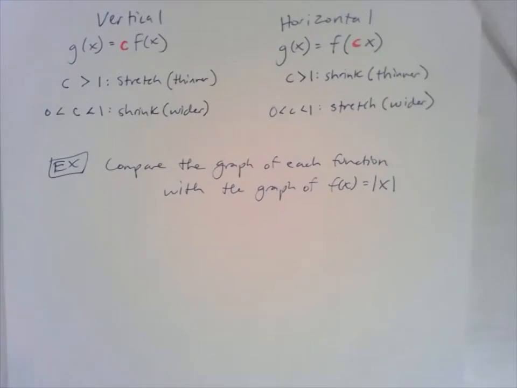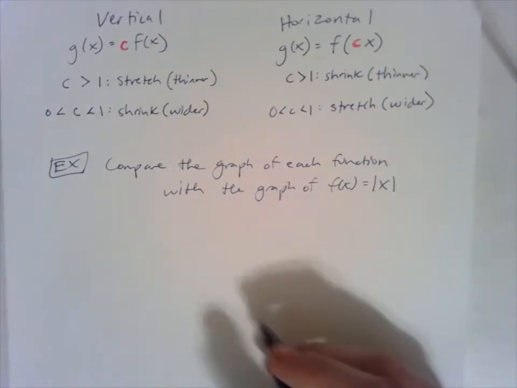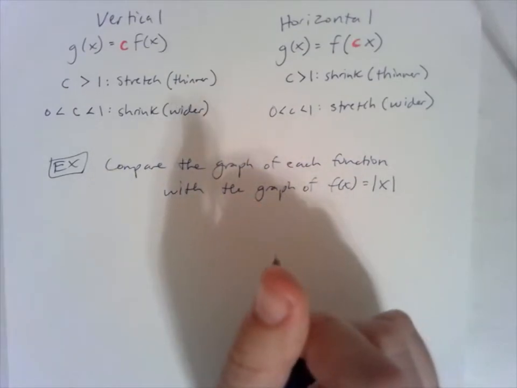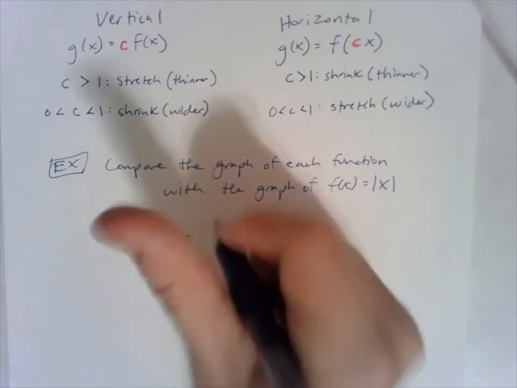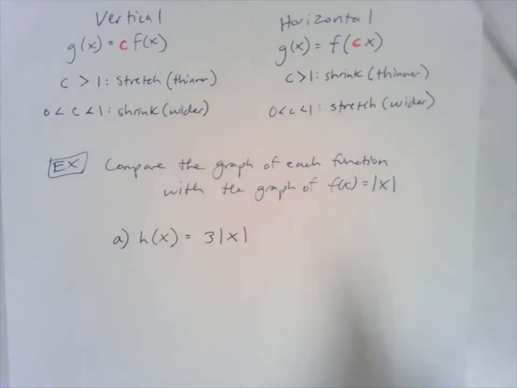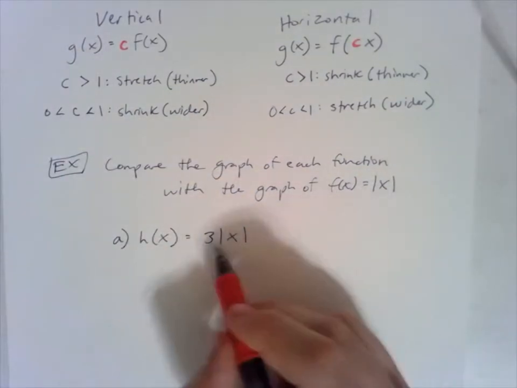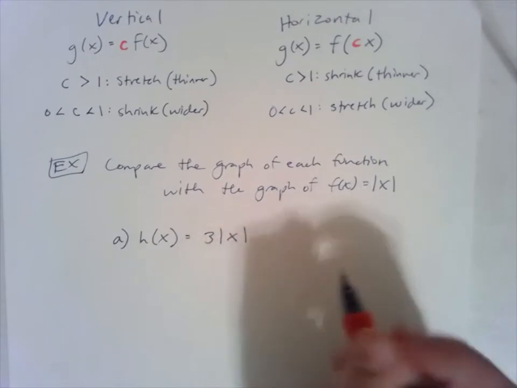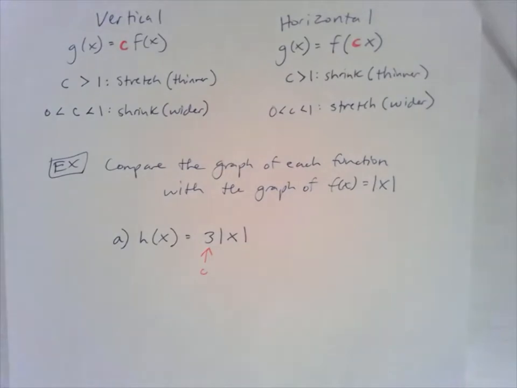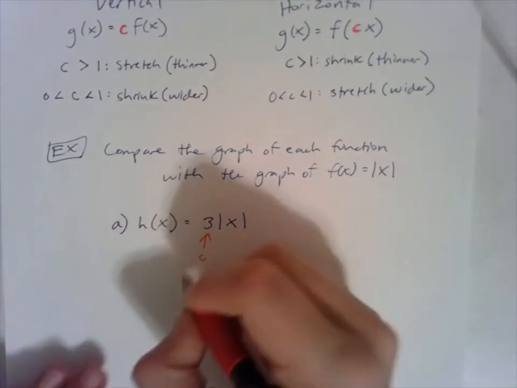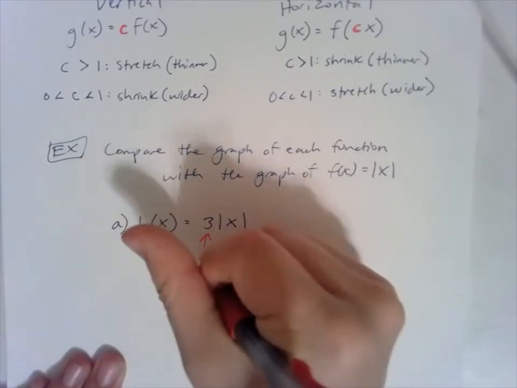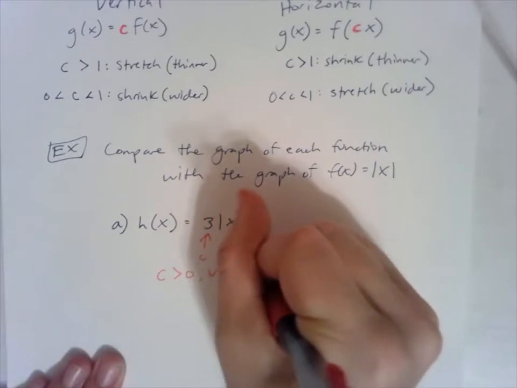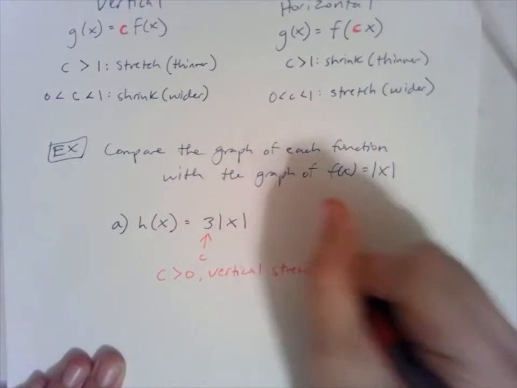So let's compare, first of all, let's call this one part A. The graph of h of x equals 3 times the absolute value of x. So given our parent function is absolute value of x, we can tell that our c right here is 3. That's our c value. We can see that c is greater than 0. So what we have going on is a vertical stretch. And again, just so we understand what we're looking out for, that means we know our graph is going to look thinner.